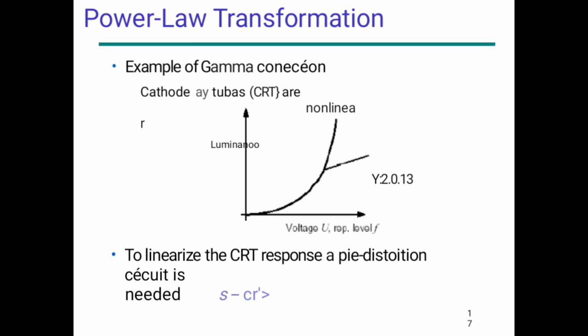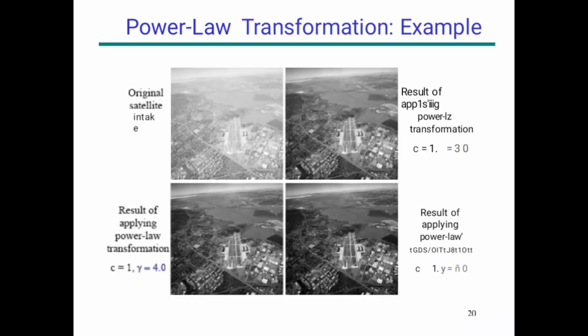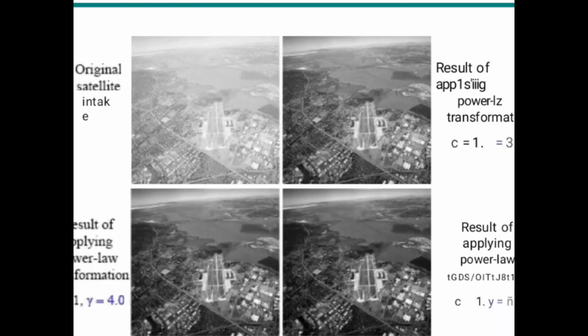Next we see the power law transformation. It depends on s equal to c times r power gamma. The pixel value is raised to the power of some gamma value. By changing the gamma value, pixel clarity or image clarity will be improved. Gamma is one of the factors. It is varied from 1.8 to 2.5. So s, the new pixel value, equals c times the old pixel value power gamma. Depending upon the gamma value, the image will be improved as shown in the figure.